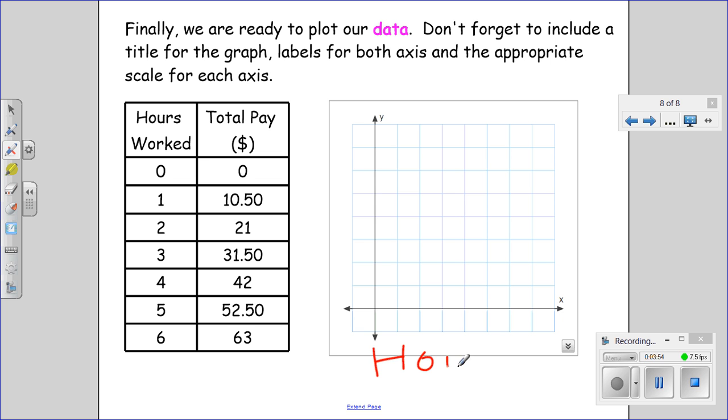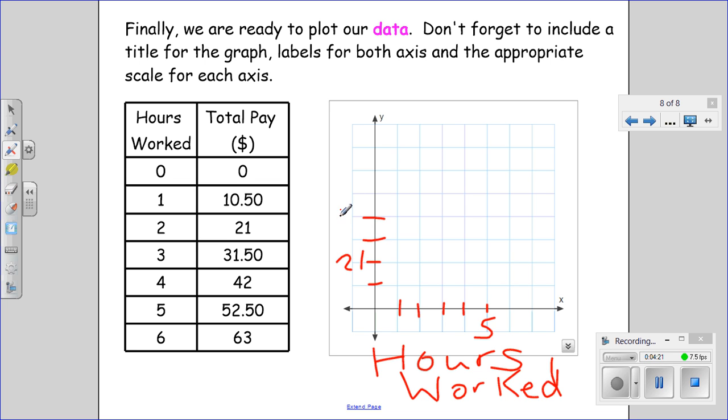So now we're ready to plot our data. We've got hours worked. And again, I apologize, it's hard to write sometimes on this screen. And I'm not going to number everything because that's a lot of work. I've got 1, 2, 3, 4, 5 ticks. I'm just going to put a 5 there to show my scale. And I'm going up by $10.50 each time, so that's $21. $10.50, then 21. Add another $10.50, add another $10.50, takes me to 42, and so on.